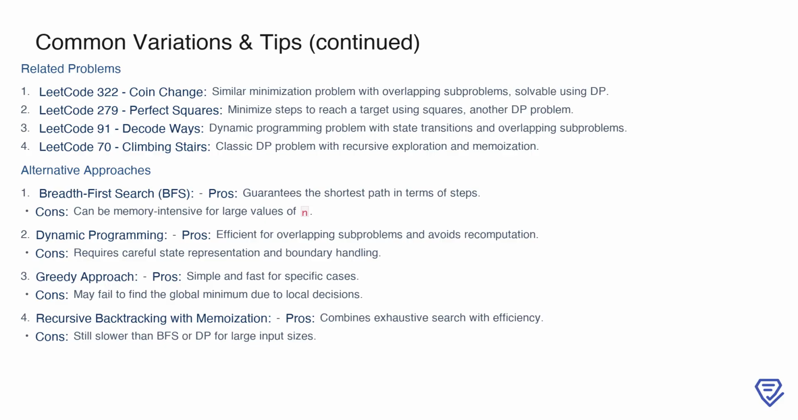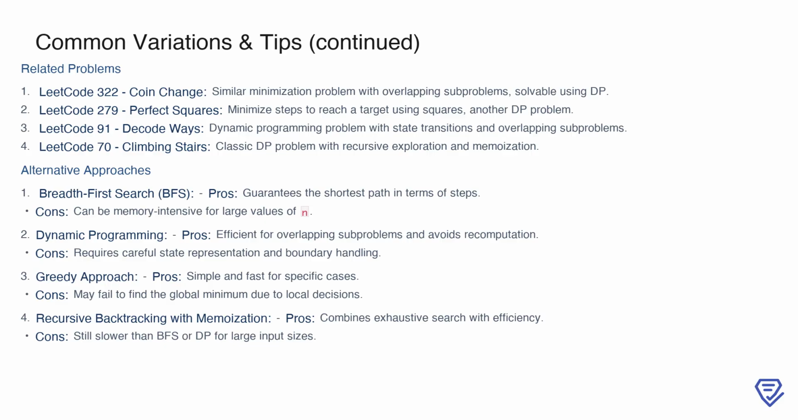When considering alternative approaches to this problem, breadth-first search stands out for guaranteeing the shortest path in terms of steps, though it can be memory-intensive for very large inputs. Dynamic programming is highly efficient for overlapping subproblems, but it does require careful attention to how states are represented and boundaries are handled. A greedy approach offers simplicity and speed for specific cases but might fail to find the optimal solution in all scenarios. Finally, recursive backtracking combined with memoization balances exhaustive search with efficiency, although it tends to be slower than BFS or DP for large inputs.